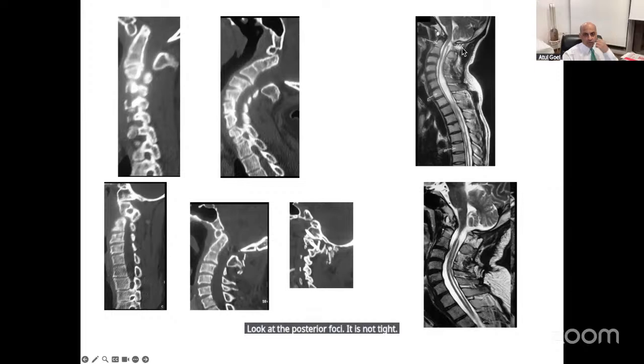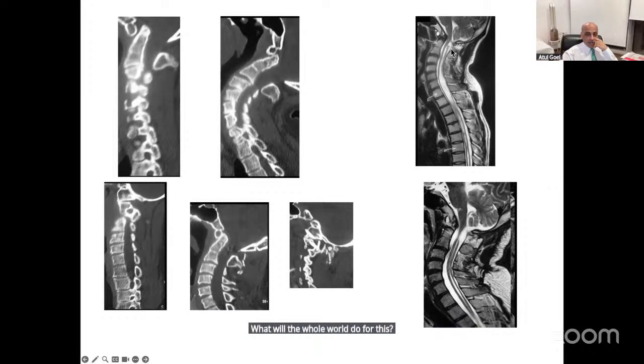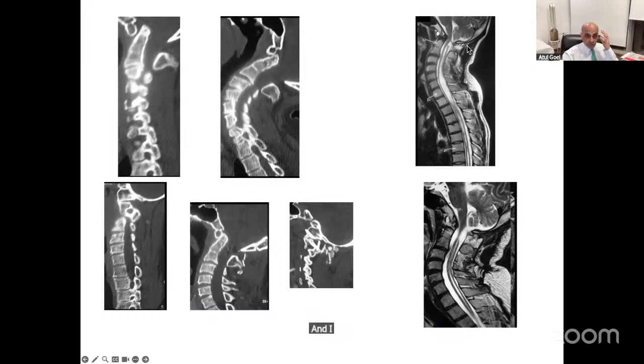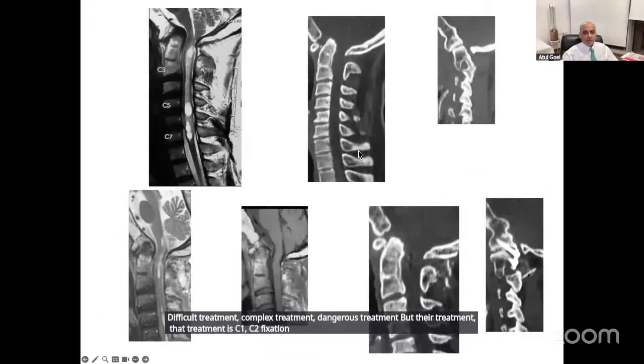Now I ask you a question, what will you do for this? What will the whole world do for this? And my answer, I will not be surprised if all of you say that I will do foramen magnum decompression. And I have to tell you, a new system, a new treatment pattern has come. Difficult treatment, complex treatment, dangerous treatment, but that treatment is C1, C2 fixation, and this is the radiological result.